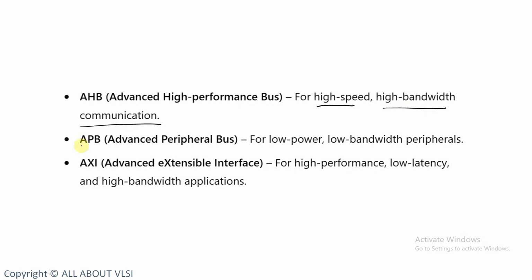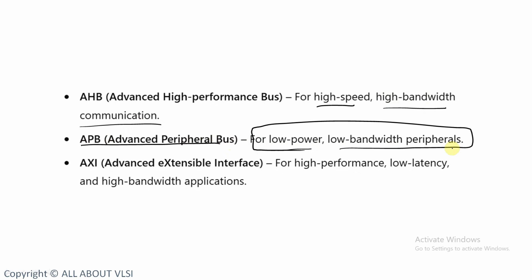Coming to the APB protocol, this protocol is specified only for low power, low bandwidth peripherals. And coming to the AXI protocol, this is for high performance, low latency and high bandwidth applications. So this is an advanced protocol compared to AHB and APB. This AXI is a little bit advanced. So this is what we are going to learn.